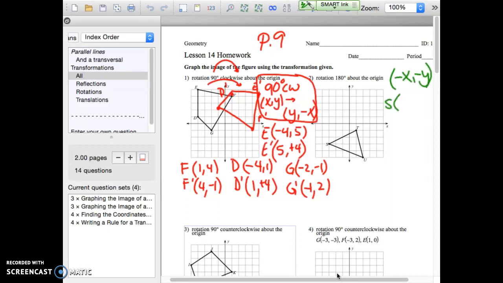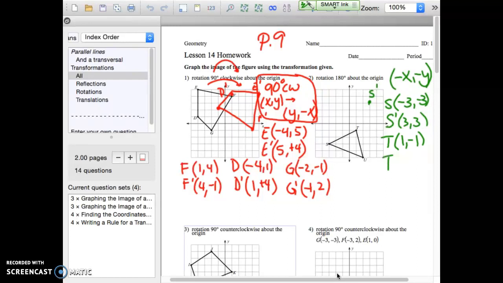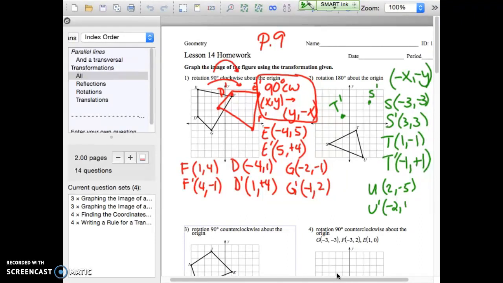So if I take the coordinate S, which is at -3, -3, S prime is just at 3, 3. Over 3, up 3. If I take the point T, which is at 1, negative 1, T prime is going to be at negative 1, positive 1. And the coordinate point U, which is at 2, negative 5, U prime would be at negative 2, positive 5. Again, you're just making them both negative.